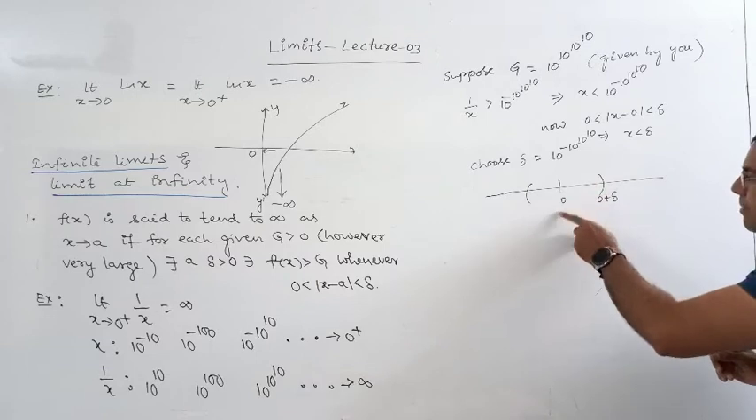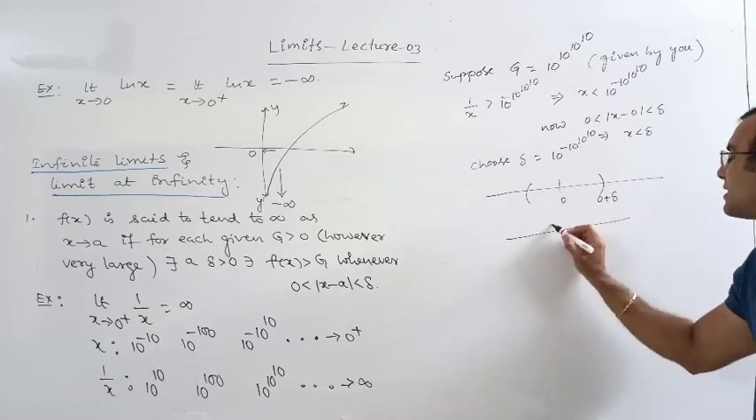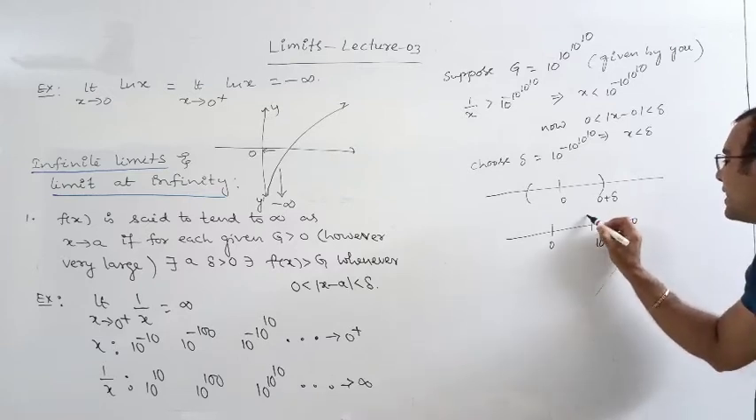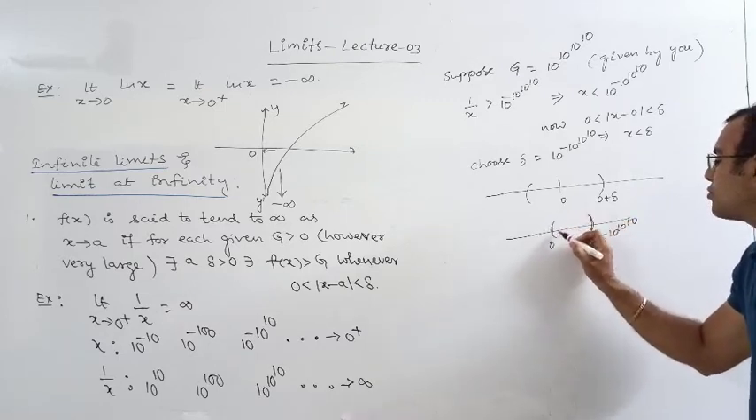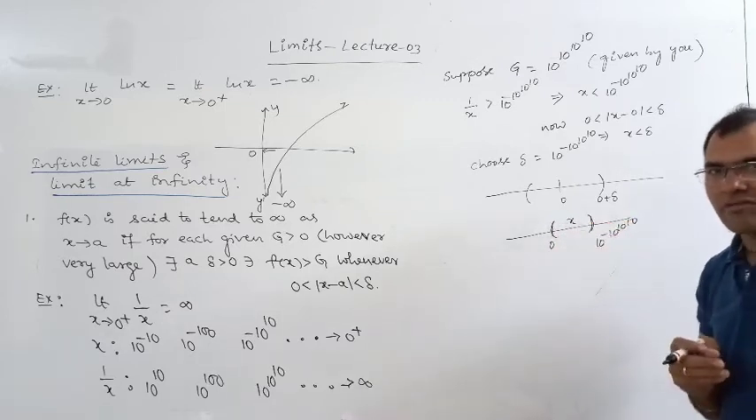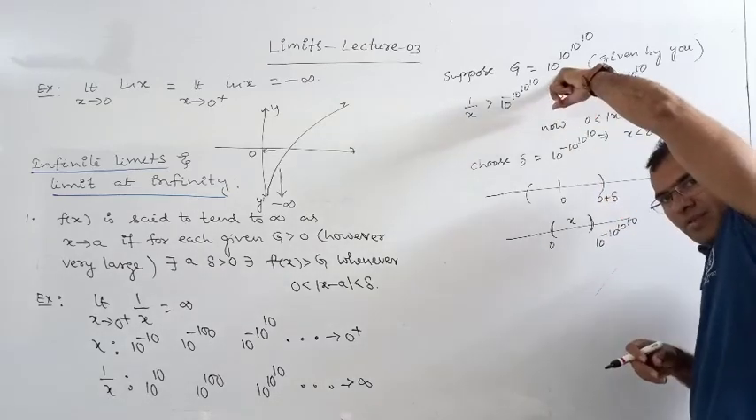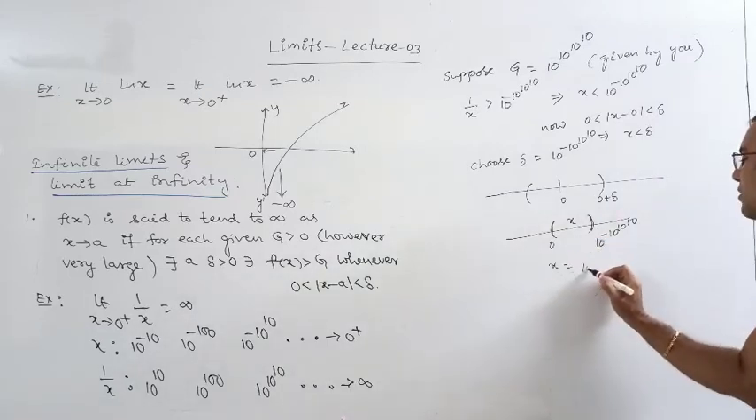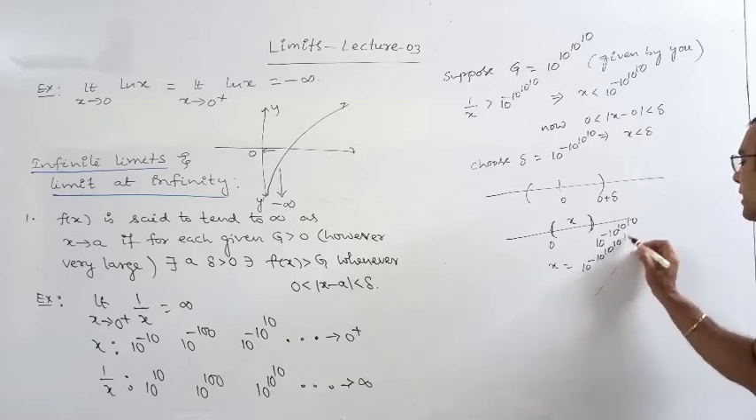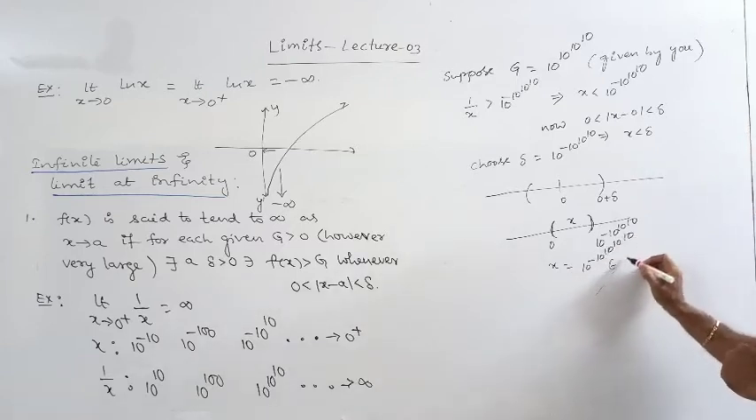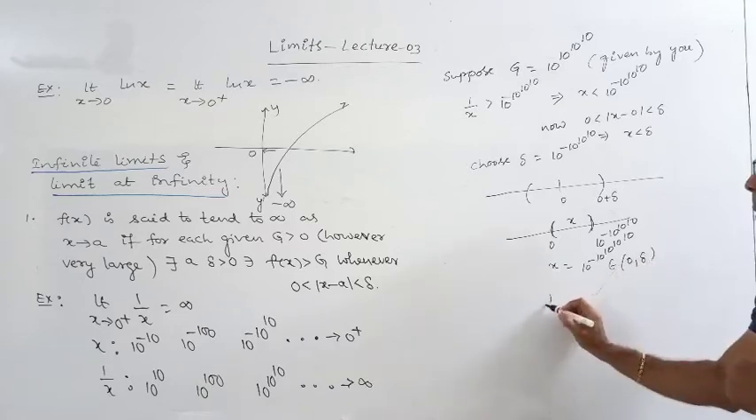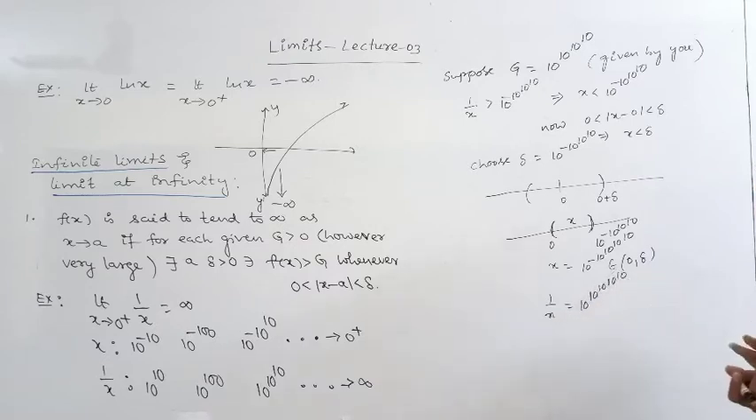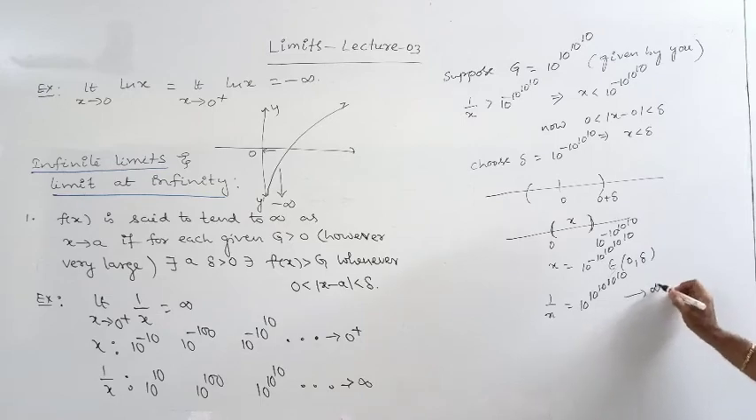If you take any number between, which means this is 0 and this is 10 to the power of minus 10 to the power of 10 to the power of 10, in this interval, if you choose any x value, that 1 by x value is more than your number. For example, you take 10 to the power of minus 10 to the power of minus 10 to the power of 10, which belongs to 0 to delta. Then 1 by x equals 10 to the power of 10 to the power of 10 to the power of 10. It is almost tending to infinity.